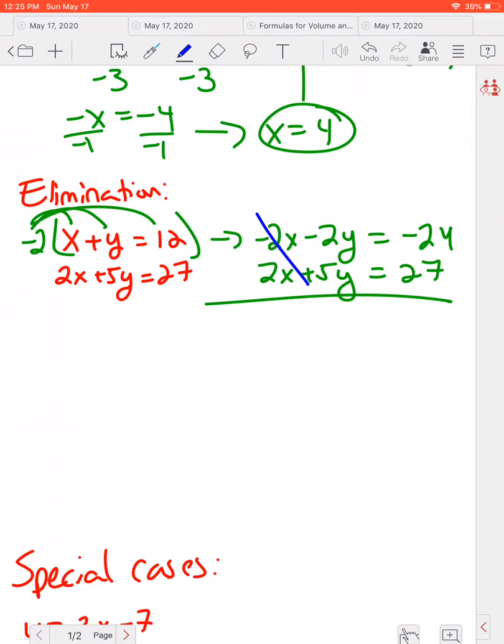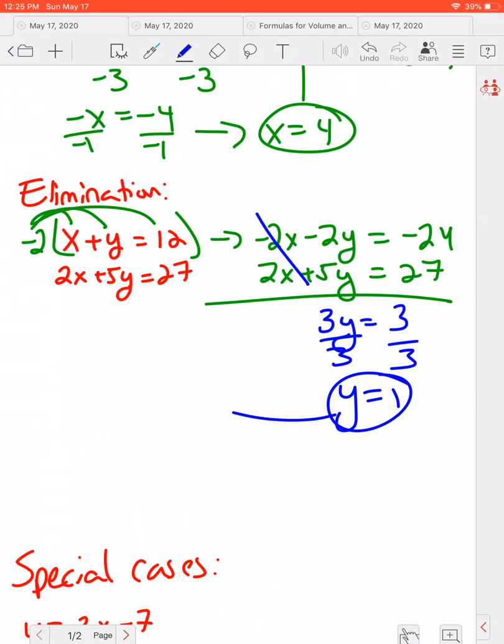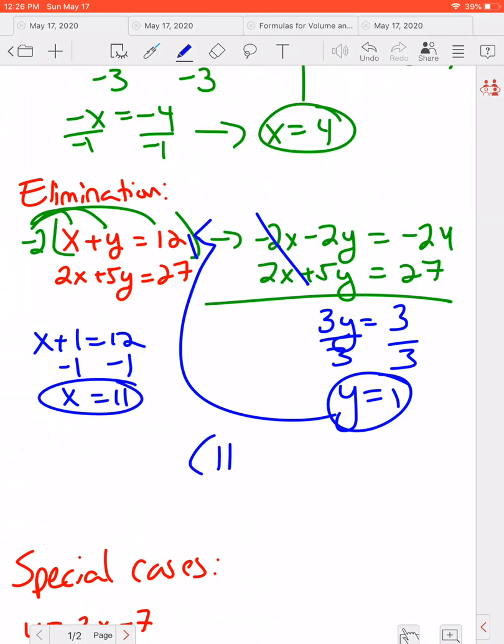So I'm going to add those together. That cancels to be 0. Negative 2y plus 5y is 3y. And then negative 24 plus 27 would give me a positive 3. We're going to divide by 3 to solve for y. So I get y equals 1. We're halfway there. Again, we're going to plug that back into an equation. I'm going to choose my first one just because there's less stuff in there. There's not the 2 and the 5 involved. So we're going to have x plus 1 equals 12. We're going to subtract 1 from both sides, so x has to equal 11. So again, we're going to write that as an ordered pair, (11, 1).